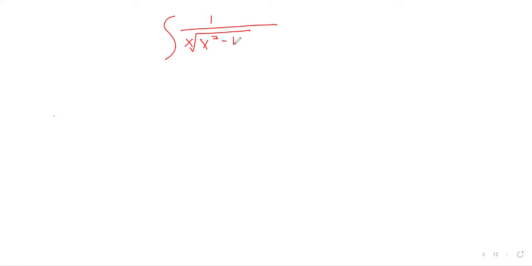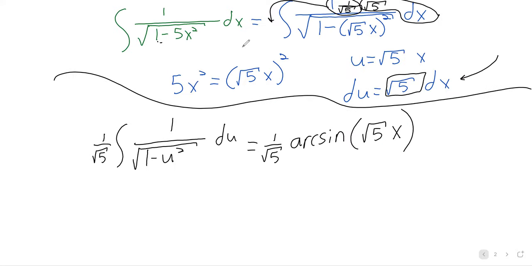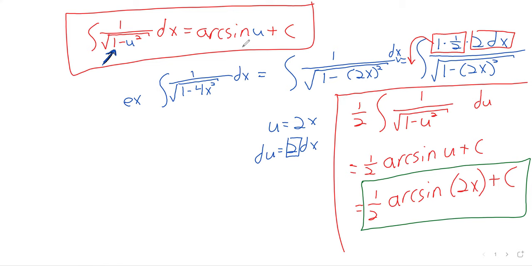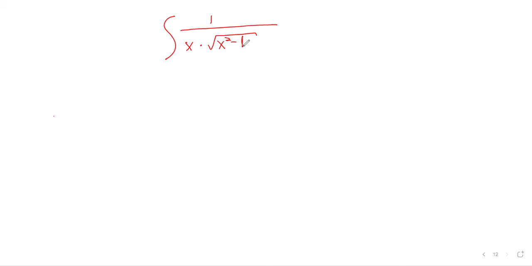Times the square root of x squared minus 1. I don't like the way I wrote that. I think it makes it look like I'm taking the x root, which I am not doing. X times the square root of x squared minus 1. So this has some similarities to the arc sine. The subtraction is reversed here. The x is on the left, but more than the subtraction being reversed, we have a variable showing up in two places. There's an x inside the square root, and there's an x outside of the square root.